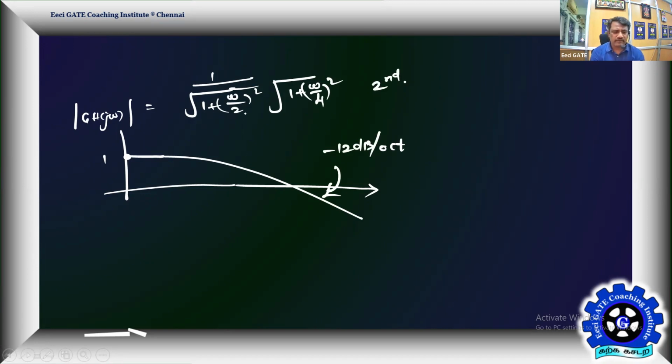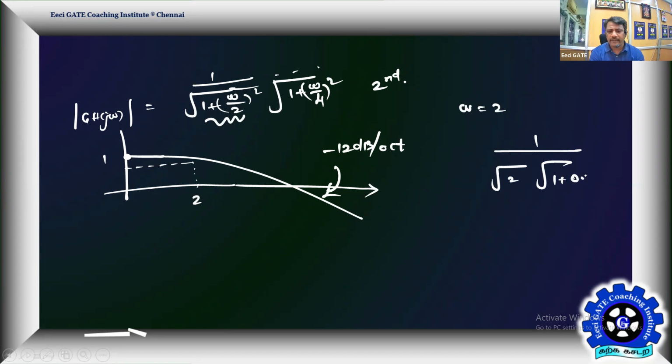So the actual cutoff: if it is only the first term, it is contributing. When omega equal to 2, it is contributing 1 by root 2. At omega equal to 2, we'll end up with 1 by root 2 from this term. The other term will contribute root of (1 + 2 by 4).